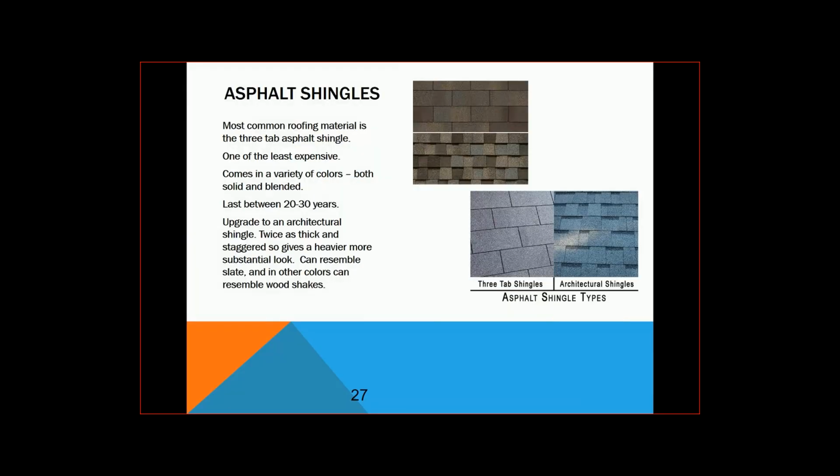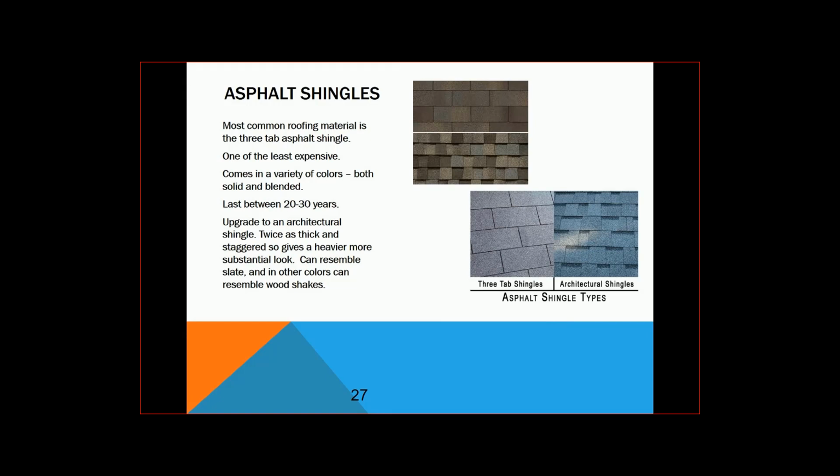Asphalt shingles, again, most common roofing material is the 3-tab asphalt shingle. It's one of the least expensive, comes in a lot of colors again, both solid and blended. Should last between 20 to 30 years. You can upgrade to the architectural. As I talked about, it's twice as thick and staggered, so it gives a heavier, more substantial look and can resemble slate, and other colors can resemble wood shakes.